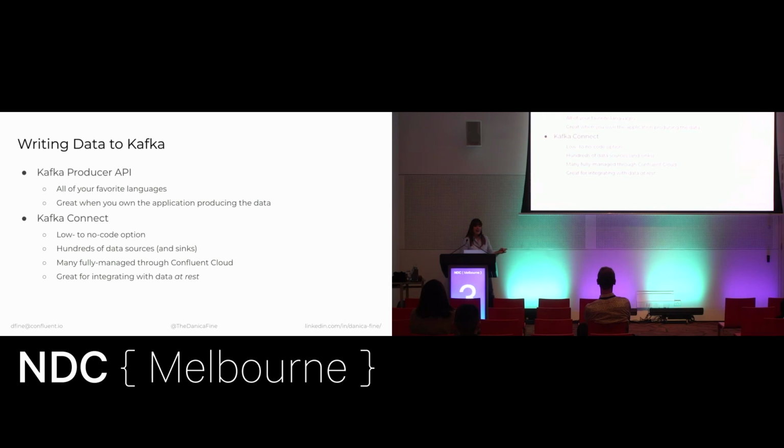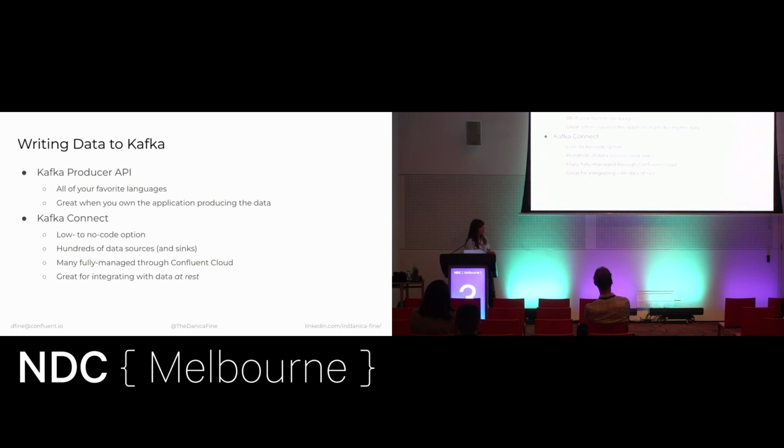The Producer API, as I mentioned earlier, is your low-level, vanilla option for getting data into Kafka, available in all of your favorite languages and some of your least favorite as well. You'll want to use the Producer API when you own the application that's generating the data or you have access to it. For example, if I wanted to send log events into Kafka and I own the application generating them, add a line, add a producer. When you capture that event within the application and log it, also push it into Kafka at the same time.